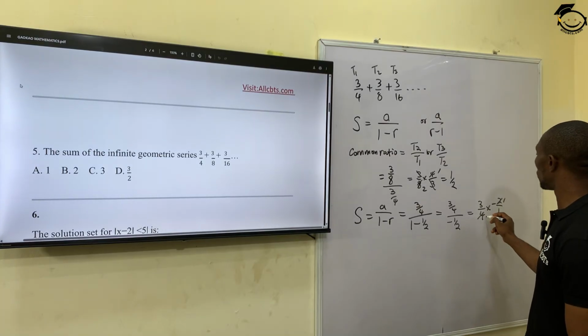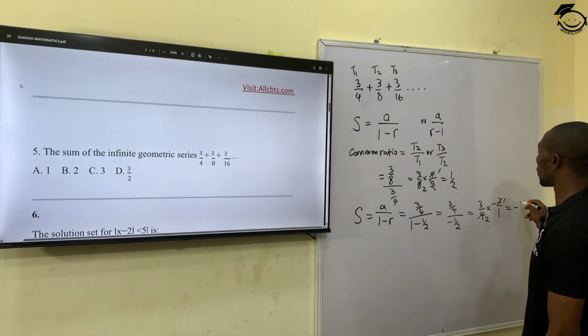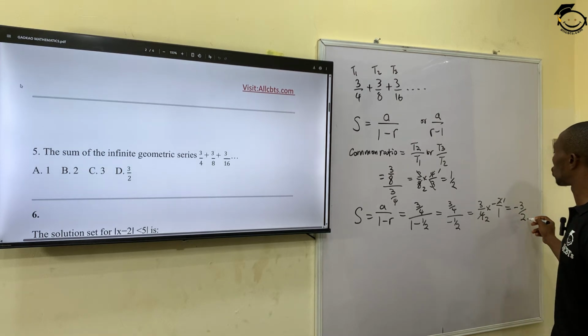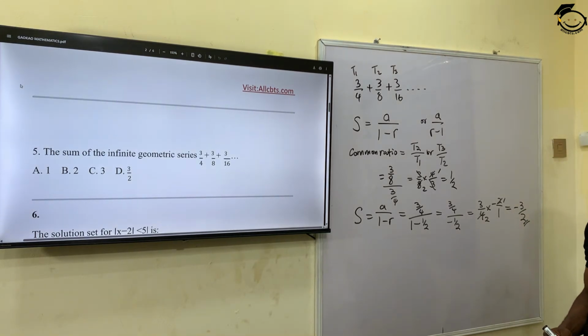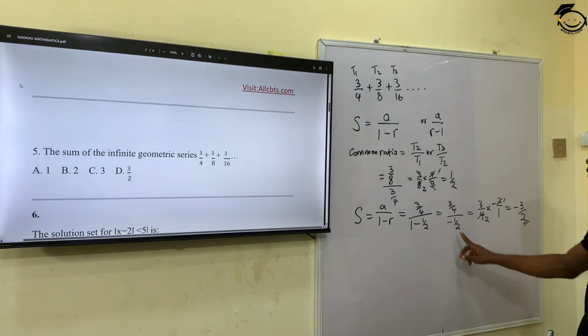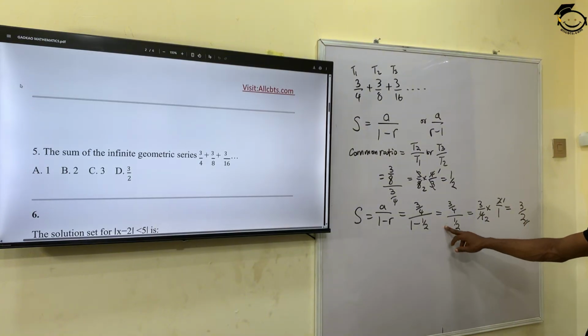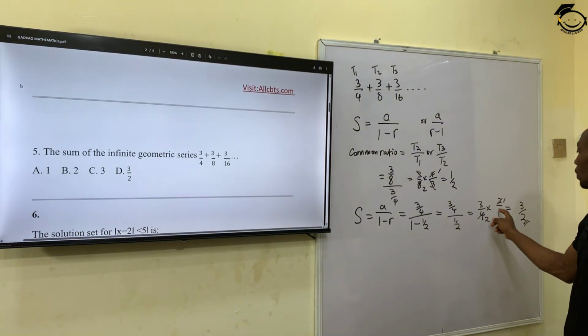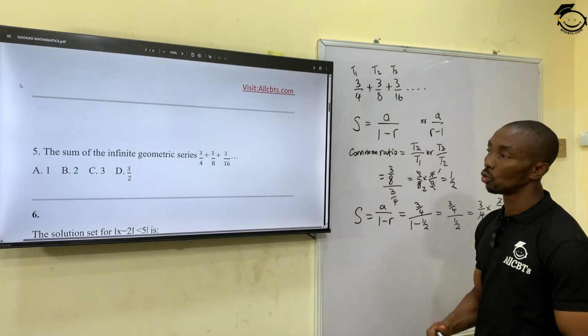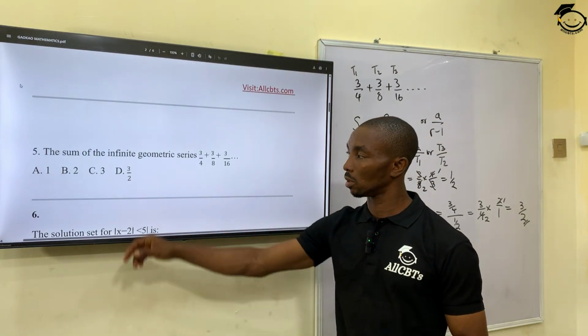2 here 1, 2 here 2. This leaves us with minus 3 over 2 as our answer. So our answer would be, sorry, not minus. Our answer would be 3 over 2. 1 minus half is half, not minus half. So our answer would be 3 over 2, which is option D.